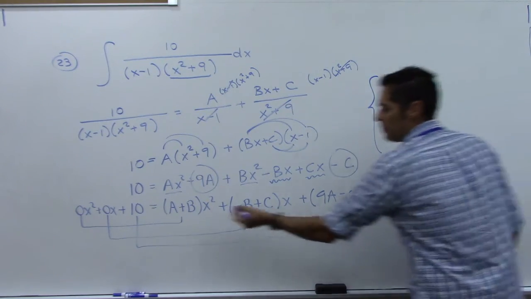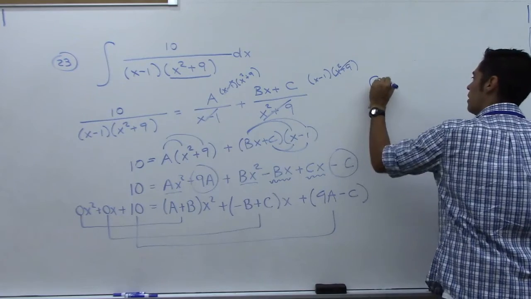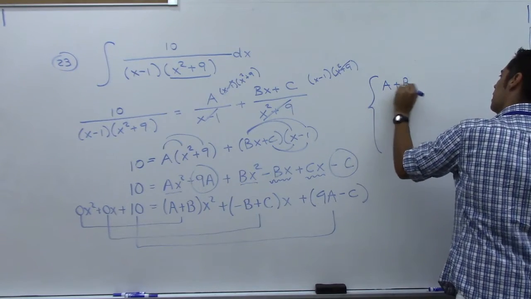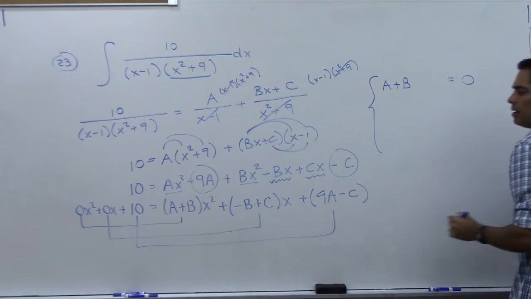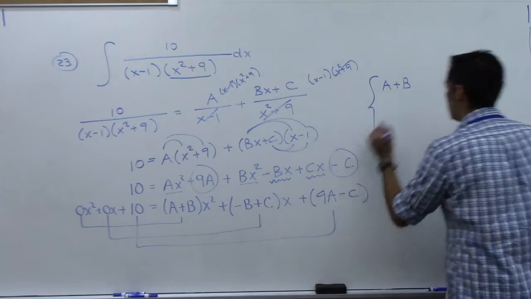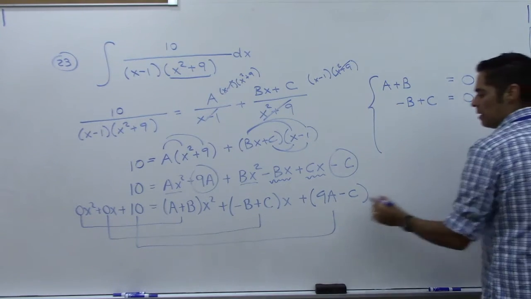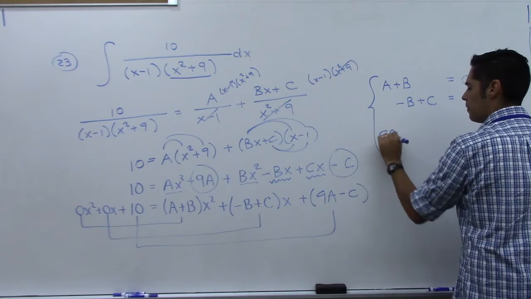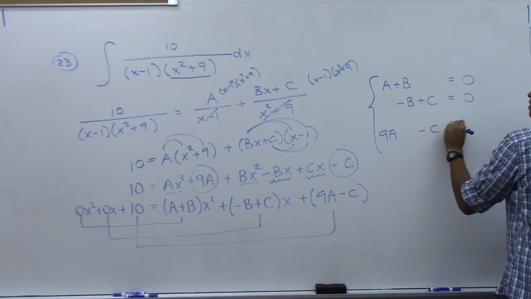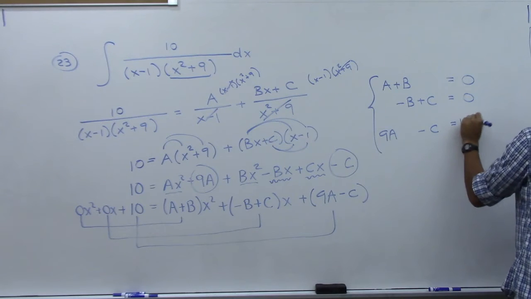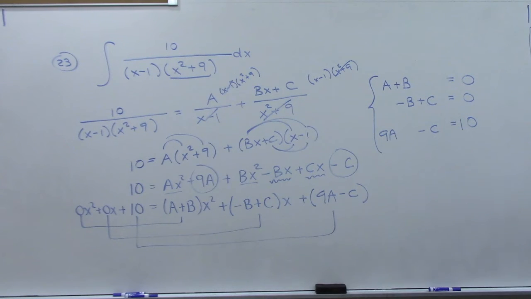The first one, a plus b is 0. I'm going to write this, a plus b equals 0. Next one, negative b plus c must be 0. Last one, 9a minus c must be 10. And then you can solve this using different methods. I'm going to use an elimination sort of thing.